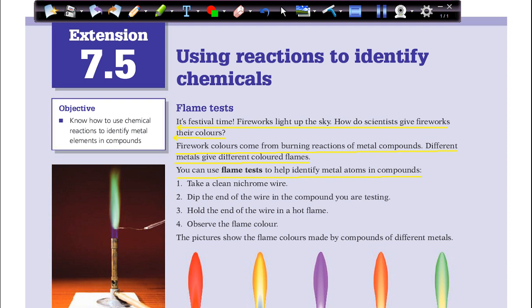So how can we use the flame test? First, we need to take a clean nichrome wire. So what is this nichrome wire? Nichrome wire is an alloy made from nickel and chromium. It can resist heat and oxidation, so oxygen cannot join to it. And it also serves as a heating element in products like hair dryers and toasters.